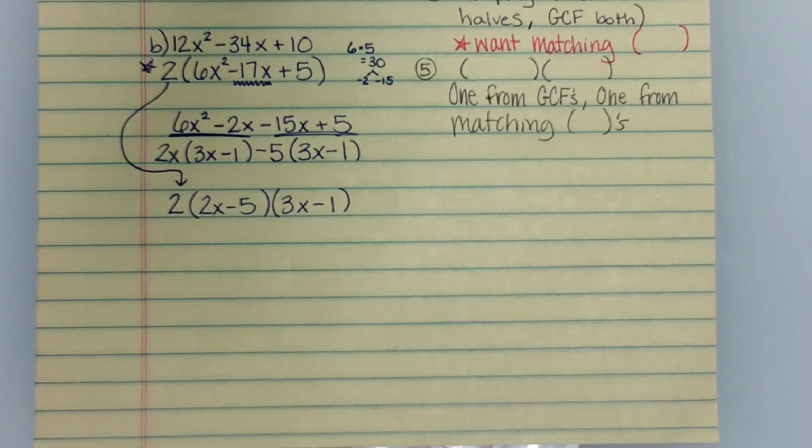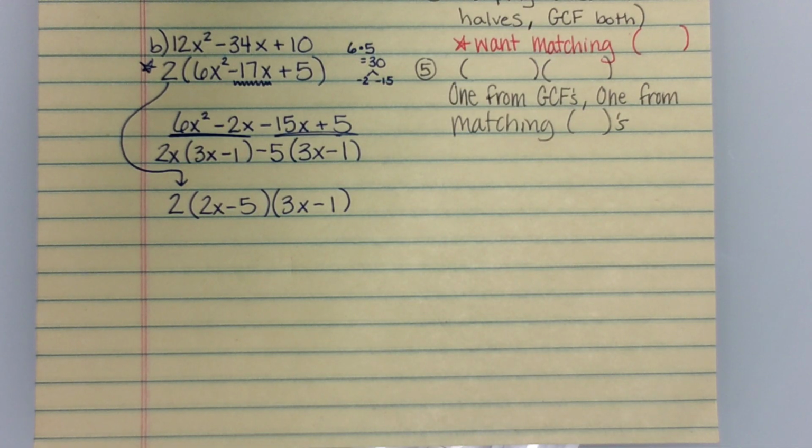Now, I said I would show you what to do if you forgot it and how to spot it. Had we forgotten it, then I wouldn't have gotten this as an answer. I would have gotten either 6x minus 2 getting multiplied by 2x minus 5, or I would have gotten 3x minus 1 getting multiplied by 4x minus 10. The greatest common factor would all of a sudden show up in the binomials.